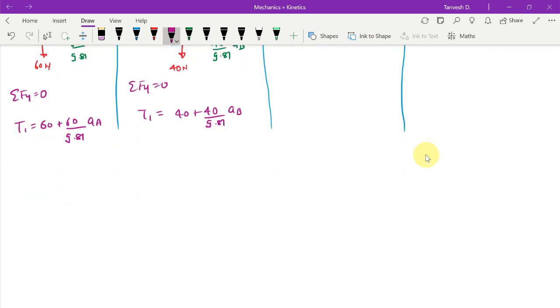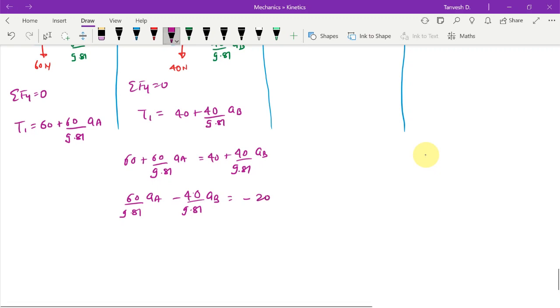What I will do is put this T1 equation here. So 60 plus 60 by 9.81 times AA is equal to 40 plus 40 by 9.81 times AB. Let us rearrange the terms. So minus 40 upon 9.81 AB is equal to 40 minus 60, which is minus 20. This is one more equation that we have got of the acceleration.